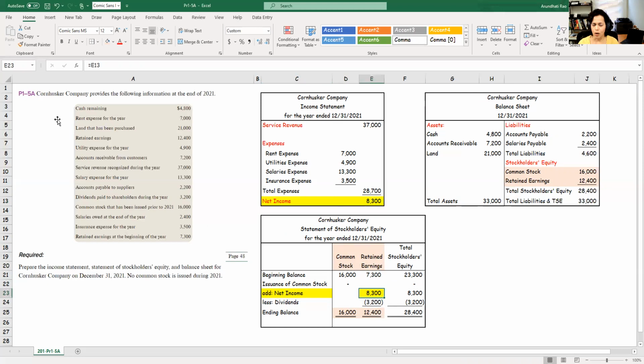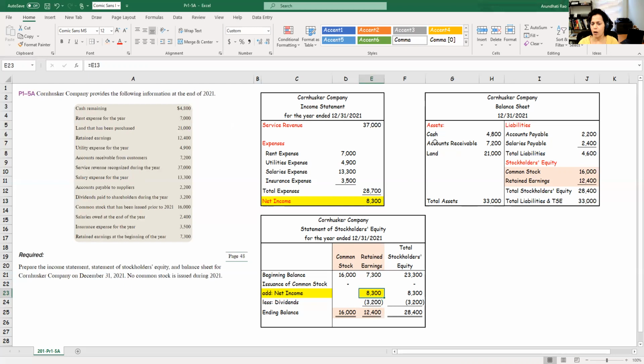But make sure when you're working on this, everything that's listed over here typically has to go into one of these financial statements. It's going to be extremely rare. It's typically in your intermediate and advanced accounting classes that you may have some information given over here that doesn't end up in any of these financial statements. For now, I would say anything that's over here has to go into one of these three financial statements.